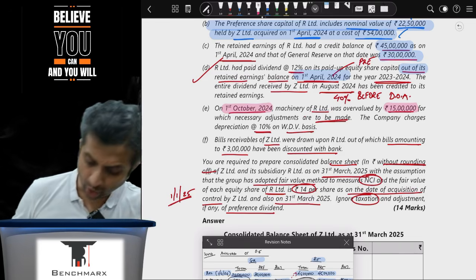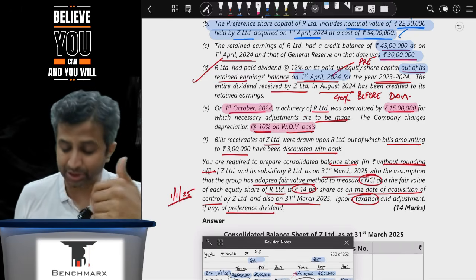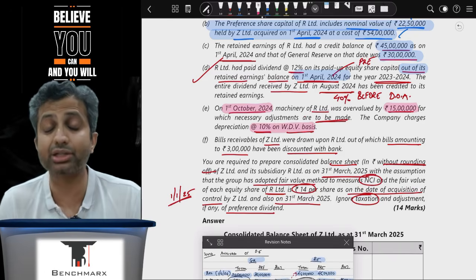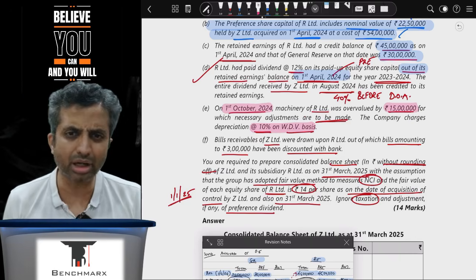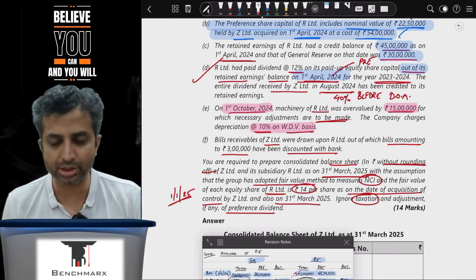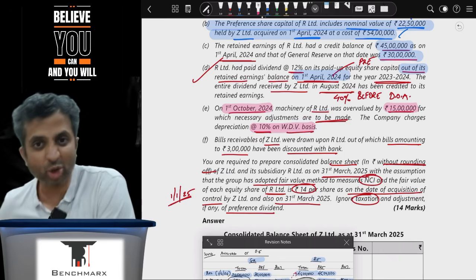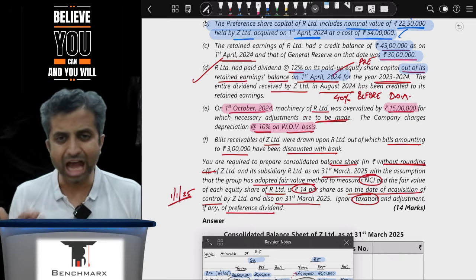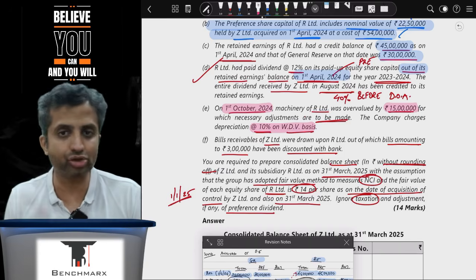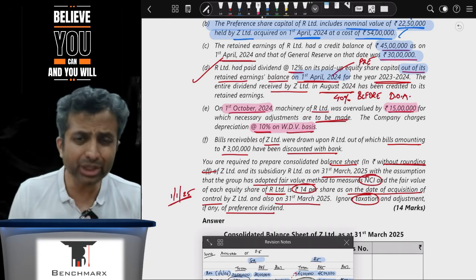So in your books the depreciation would have been charged at 10% on a WDV basis. It is assumed that is on the balance on 1st October 24 only. So this will be a 10% depreciation which is charged in your books based on 1 crore 15, when the true value should have ideally been 1 crore only. And as a result, there is an additional depreciation charge in your books which needs to be reversed.